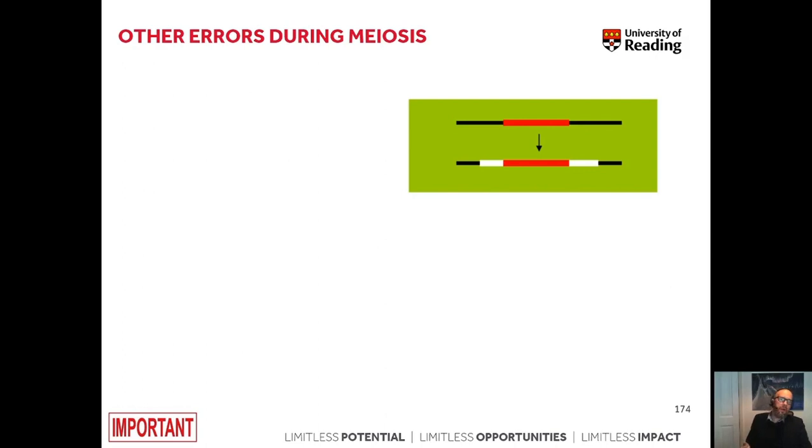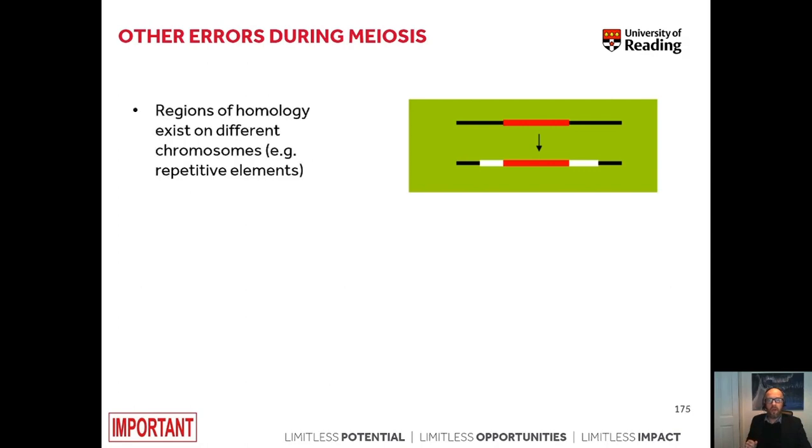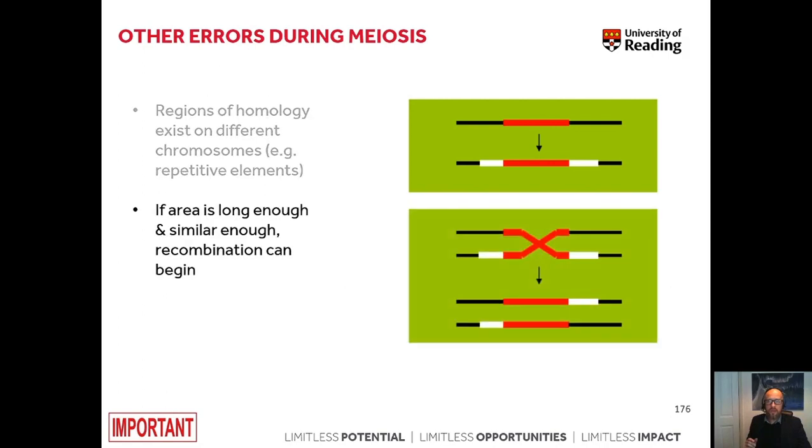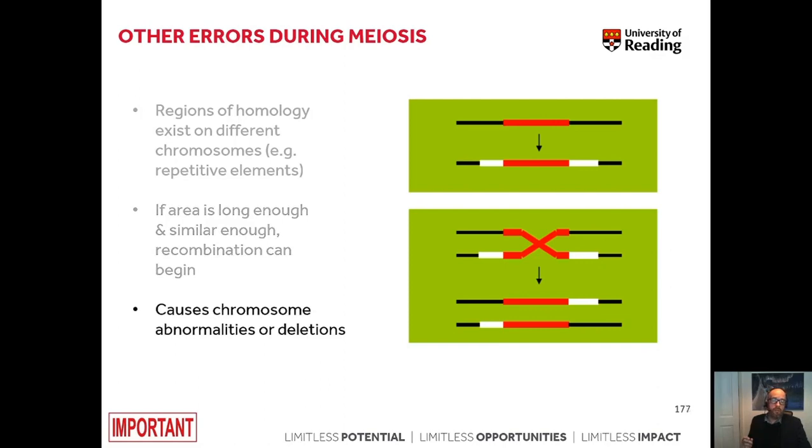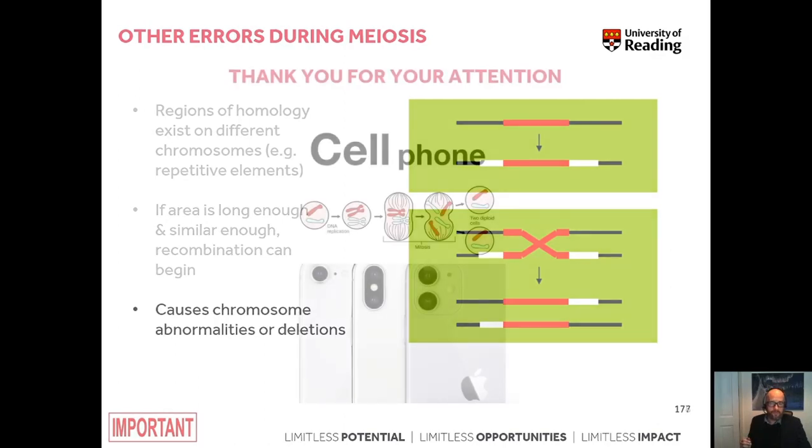So what other errors in meiosis can lead to genetic disorders? We can have regions of homology exchanged by non-homologous regions, and this actually happens from time to time if those DNA sequences are similar enough, and recombination can start although those regions are not related. This can cause chromosome abnormalities or deletions.